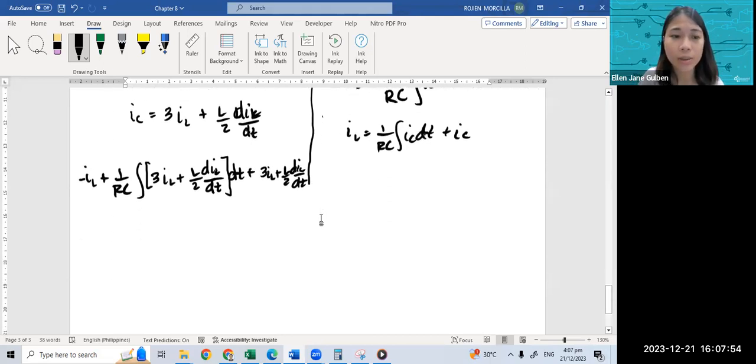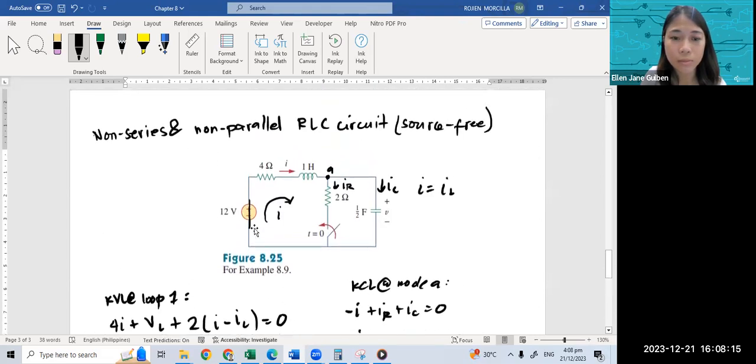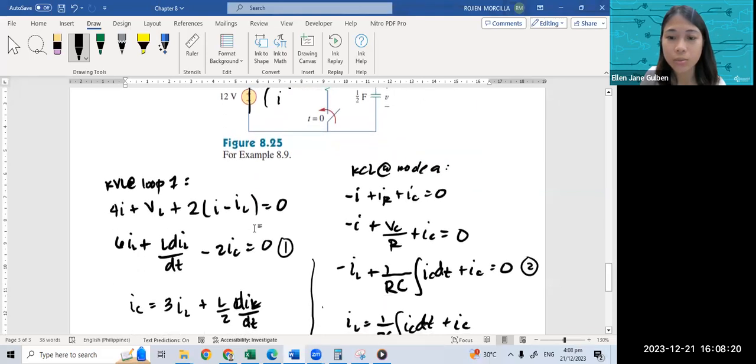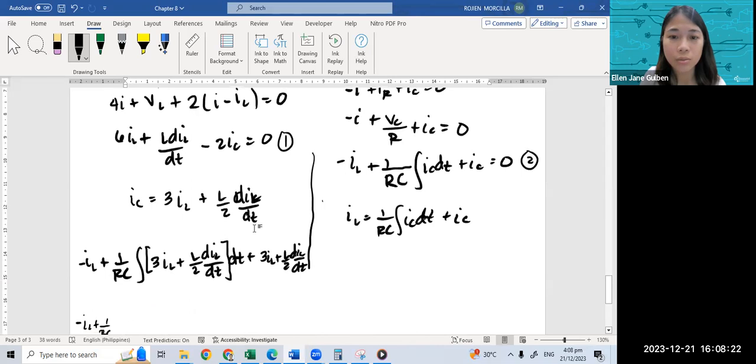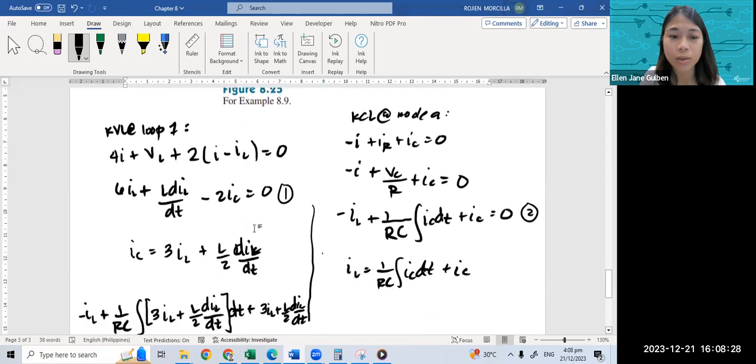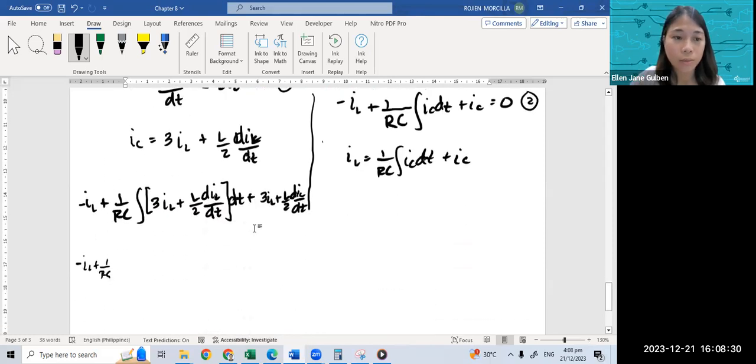So with that, we will simplify. Okay, negative IL plus 1 over RC. Let's check the R. R is 2. R is 2. C is 1/2. Okay.